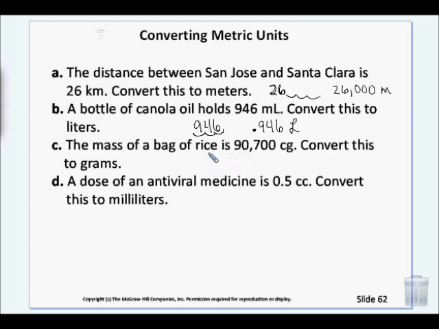I have a bag of rice that is 90,700 centigrams. You don't hear that a lot, but it is legitimate, centigrams. And I want to convert this to grams, so I'm starting at centigrams and I'm going up 2 spaces, right? So centi, deci, and then gram, so it's 907 grams.